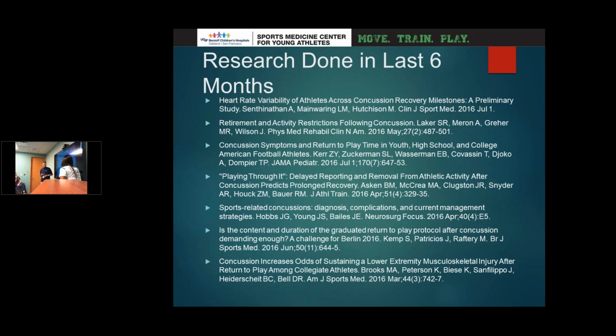Thank you for putting these up. You see this challenge for Berlin 2016? A lot of all these studies have trickled down from the International Concussion Conference, which has been held in Zurich. The next one's Berlin next month in October, and I couldn't get off work to go. But a lot of my colleagues are going, so there may be some newer stuff coming.